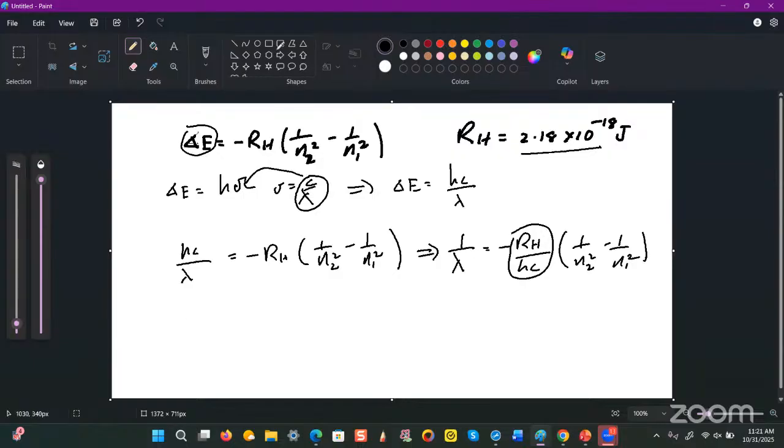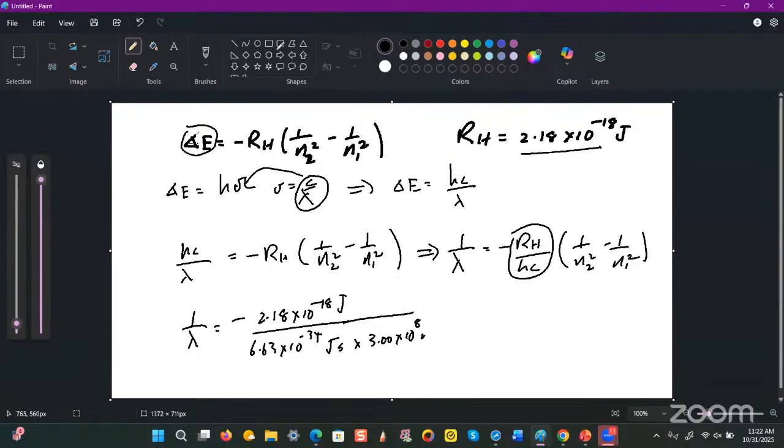So what I'm going to do is put the numbers into this equation, and you're going to see what the result is. So 1 over lambda will be equal to minus R_H, which is 2.18 times 10 to the minus 18 joules, divided by h, which is 6.63 times 10 to the minus 34 joule seconds, times the speed of light, which is 3.00 times 10 to the 8 meters per second, times 1 over n2 squared minus 1 over n1 squared. And then we're going to do the calculation.